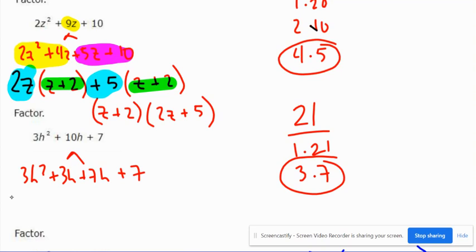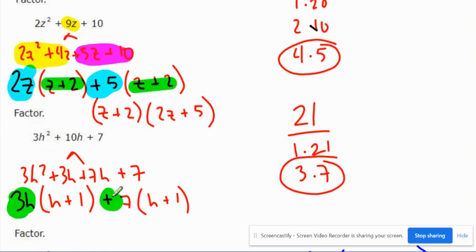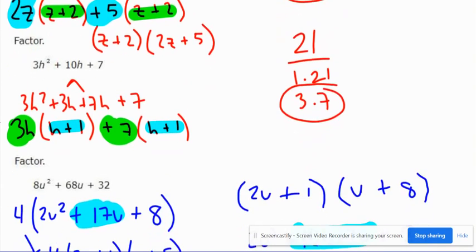Now my first 2 terms, I could factor out a 3h. I get h plus 1. And my last 2 terms here, 7h plus 7, I can factor out a 7. And I get h plus 1. So awesome, I know I did it right. Because now I have 3h plus 7 times h plus 1. Right? Those are common among both there.